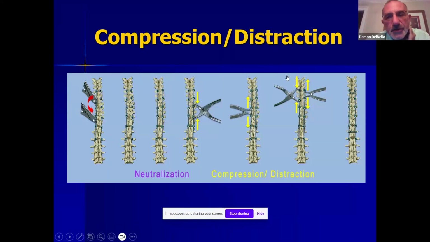After we do all those reduction maneuvers, then we want to level our vertebra, top and bottom. We may want to further distract the concavity, and we can use compression and distraction techniques.